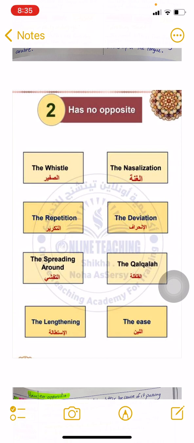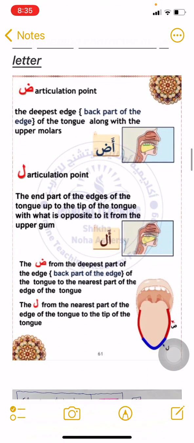The ease, which is called in Arabic اللين, is present with the letters واو and ياء sakina preceded by فتحة. It must be preceded by فتحة. These are the characteristics, and now we are going to learn about our new lesson.